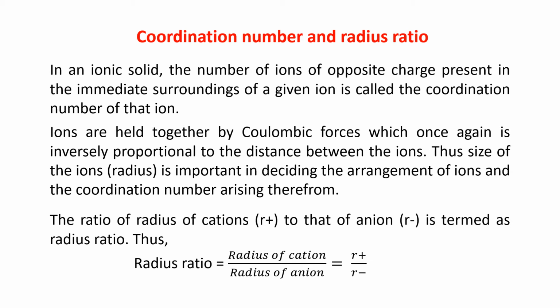Now, you know what is coordination number. Coordination number means the immediate neighboring atoms. Suppose you want to find out the coordination number of the central atom, then you will calculate how many atoms are touching that particular atom. Similarly, in case of ionic solid, it is the number of ions of opposite charge present in the immediate surrounding of a given ion. Look at the definition, children, once again.